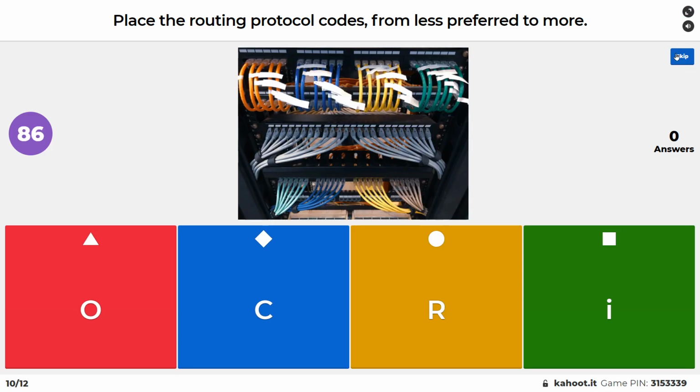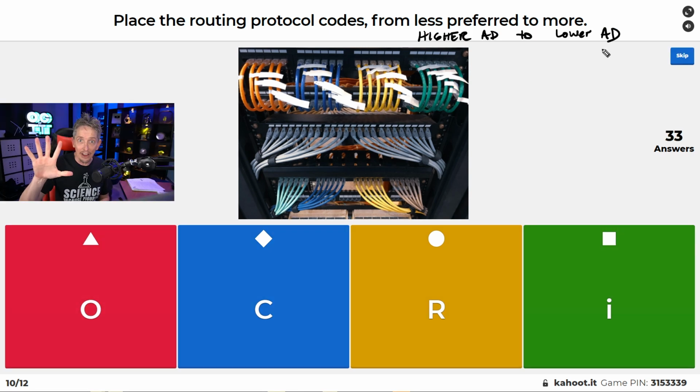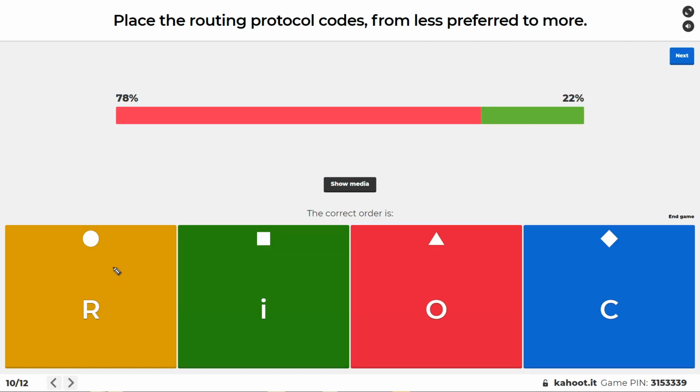Place the routing protocol codes from the least preferred to the most preferred. And this is a question once again about AD. With RIP, it is 120. I pause because I think about it.